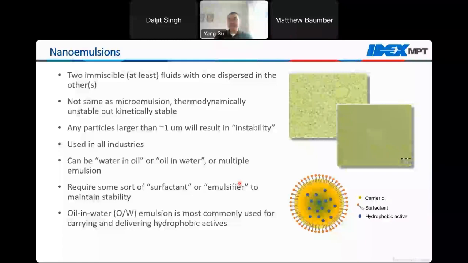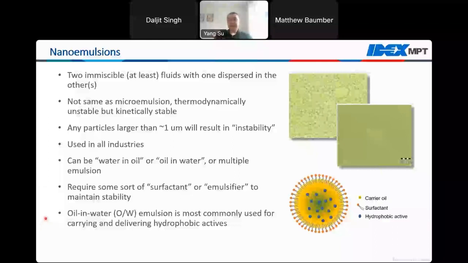Emulsions are widely used not just in the cosmetic industry, pretty much you can see them everywhere in any other industries. Depending on which is the dispersed phase or the continuous phase, you can either form a water-in-oil emulsion or an oil-in-water emulsion, or even multiple emulsions. You can have double emulsions or even more. Because oil and water are immiscible, you do need some sort of surfactant or emulsifiers, or some people call them stabilizers, to help keep the droplets from coalescing with each other. That's how you maintain the droplets and the stability of the emulsion.